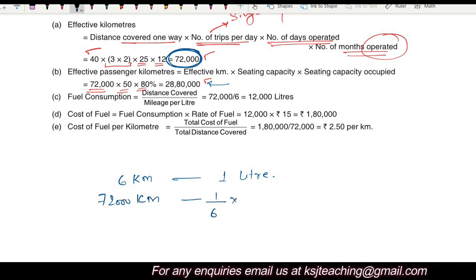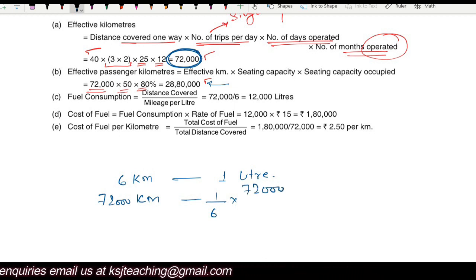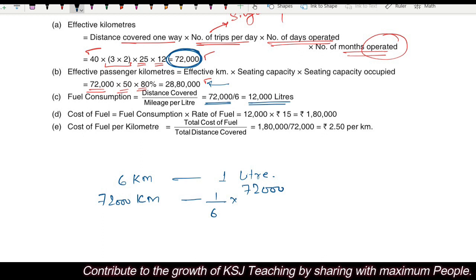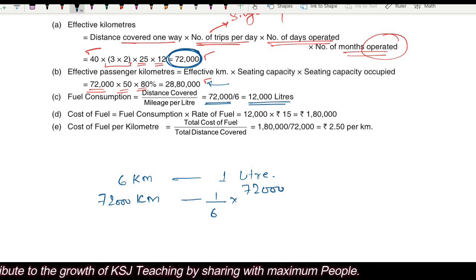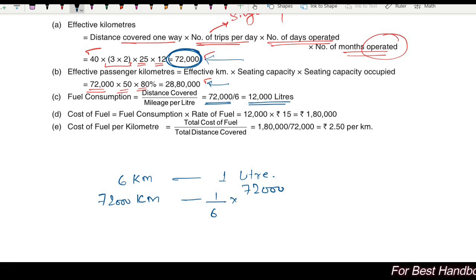1 divided by 6 multiplied by 72,000. That will give you 72,000 divided by 6, 12,000 liters of the fuel will be consumed, right? So be careful while calculating the fuel consumption. This is important. Here, you do not have to take passenger kilometers. You only have to take the distance being covered. The distance being covered, the traveling total is 72,000 kilometers, not 28,80,000, right? This is fuel consumption.